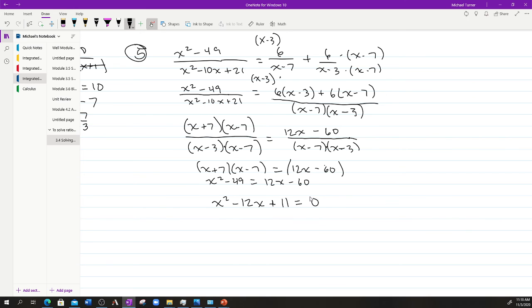From here, you can use any of the techniques that you've learned about quadratics. If you can factor, that's usually the easiest way. So the numbers that multiply to get 11, but add up to negative 12, are x minus 1 times x minus 11, which means my two solutions are x equals 1 and x equals 11.